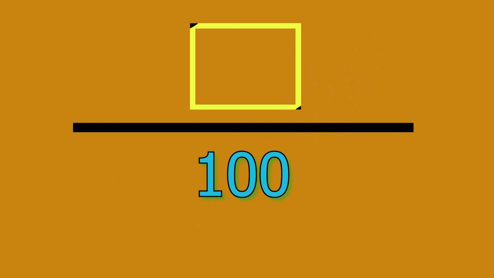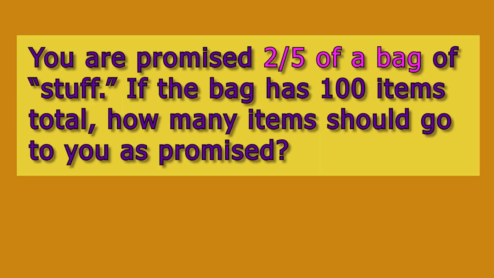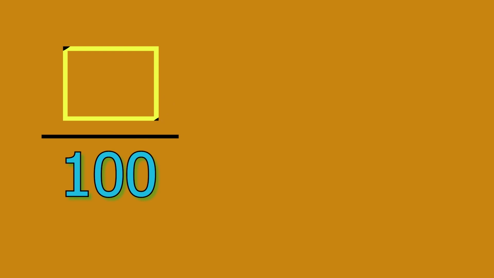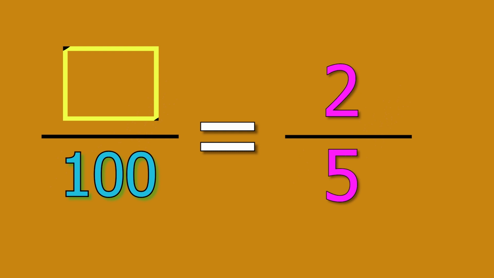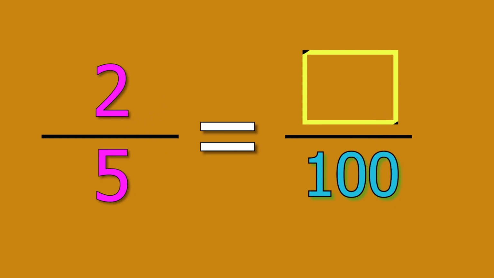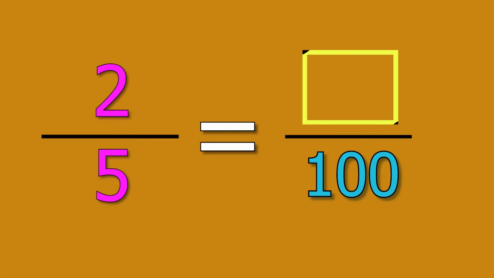Since we also know 2/5 of that bag is going to you, we can write this as an equation. The unknown amount of stuff that is going to you from this full bag of stuff is going to be the same as 2/5. I'm going to flip this equation around because it's easier for me to read it this way. Now remember, if you have numbers that equal each other, it doesn't matter which number is on which side because they equal each other. So this is our formula now.